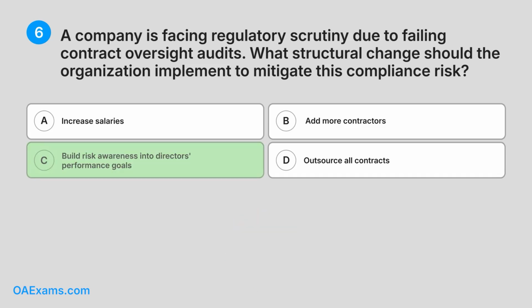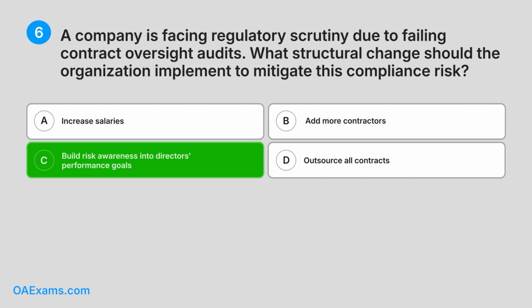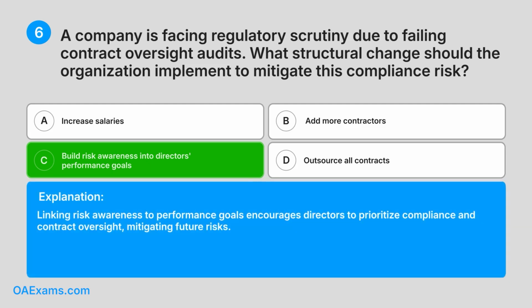Correct answer. C. Build risk awareness into directors' performance goals. Explanation. Linking risk awareness to performance goals encourages directors to prioritize compliance and contract oversight, mitigating future risks.